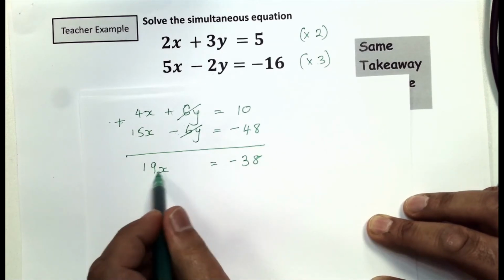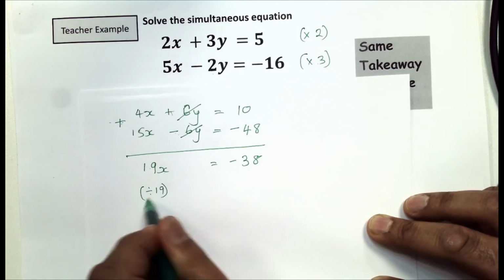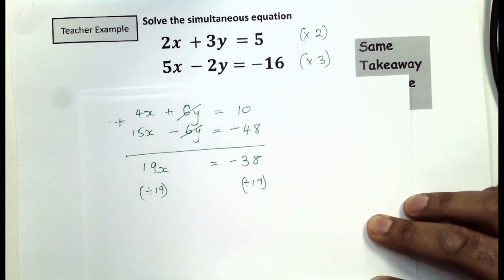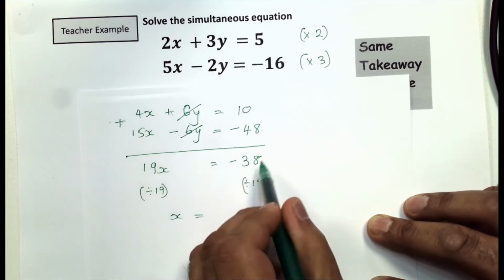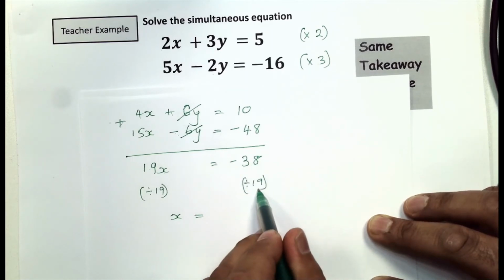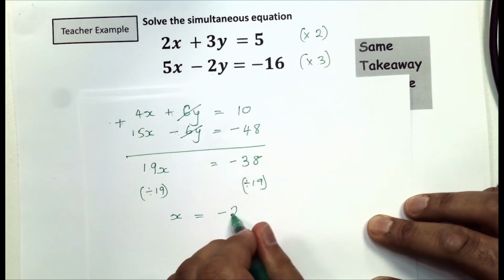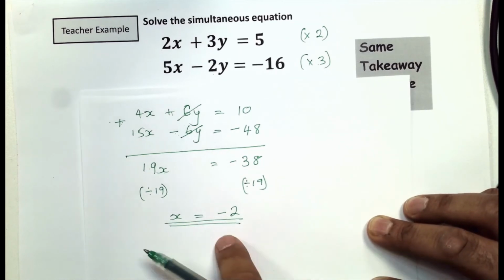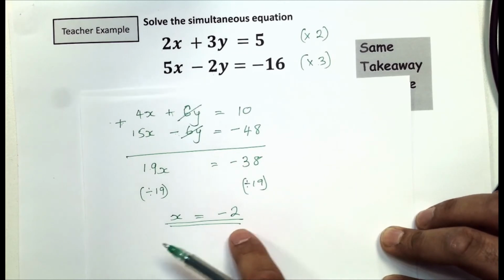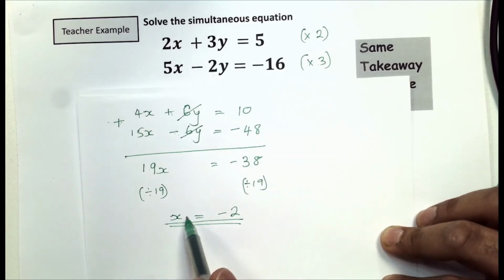To work out the value of x, again, divide both sides by 19, and I'm left with x, and then 38 divided by 19 is 2, so therefore minus 38 divided by 19 will give me minus 2. So the value of x there is minus 2. And again, next step, I'm going to substitute this back into either one of these two equations. So we've got the value of x is minus 2.